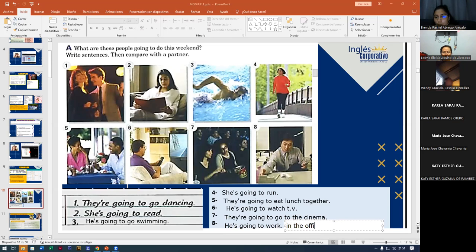In the office. You can give more information if you want here. He's going to work in the office, also here. She's going to run in the park. They're going to eat lunch together in a restaurant. He's going to watch TV. What else? What complement would you give? He's going to watch TV in the room, in the living room, in his house, in his friend's house. So you can give extra information too.